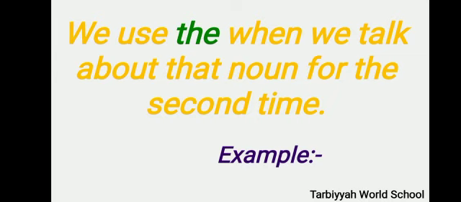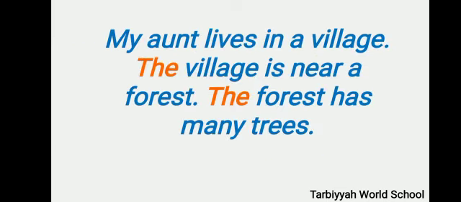The noun that we use first, if we repeat that noun again, then we will use the. Okay? When we talk about that noun for the second time, we use the. My aunt lives in a village. The village is near a forest. The forest has many trees. So in this, we talk about that noun for the second time. That's why we use the in this sentence.